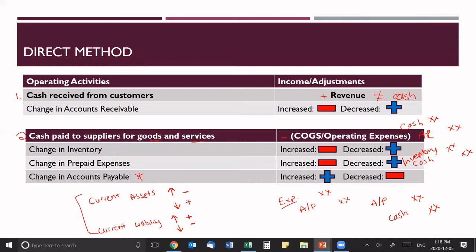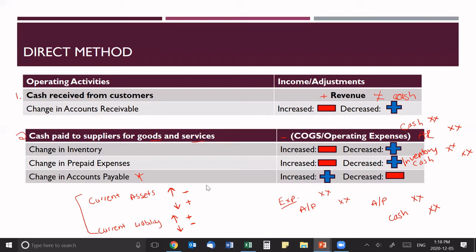The same rule applies when we're looking at the indirect method. So make sure that you know if current assets go up, that means you're subtracting the amount. If current assets go down, you're adding the amount. If current liabilities go up, you're adding. Current liabilities go down, you're subtracting. So basically you're doing the opposite. Okay, so if you remember this, then you will be fine. So just get this into your head.